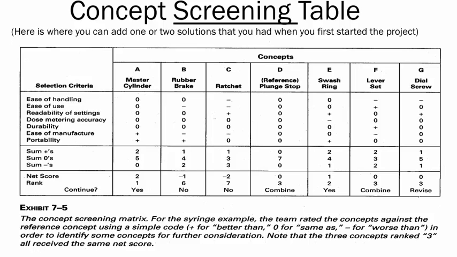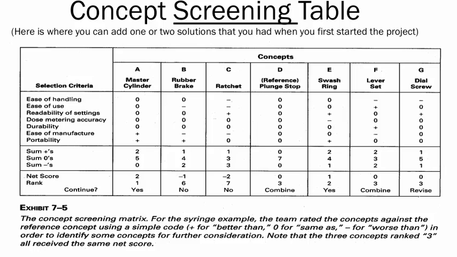When you're all done, you add up the numbers. So in the first column for master cylinder, you see we have 2 plus signs and no negatives, and everything else is a 0. So if we sum those up, assuming the pluses are plus 1, it would be 2. 2 pluses, 5 zeros, and no negatives for a total of 2. The next column has 1 plus, 4 zeros, and 2 minuses for a total of minus 1. If you add up plus 1 and minus 2, you get a minus 1. So you go all the way across, and you can see what the net scores are. If you look in the bottom row, net score: 2, minus 1, minus 2, 0, 1, 0, 0.